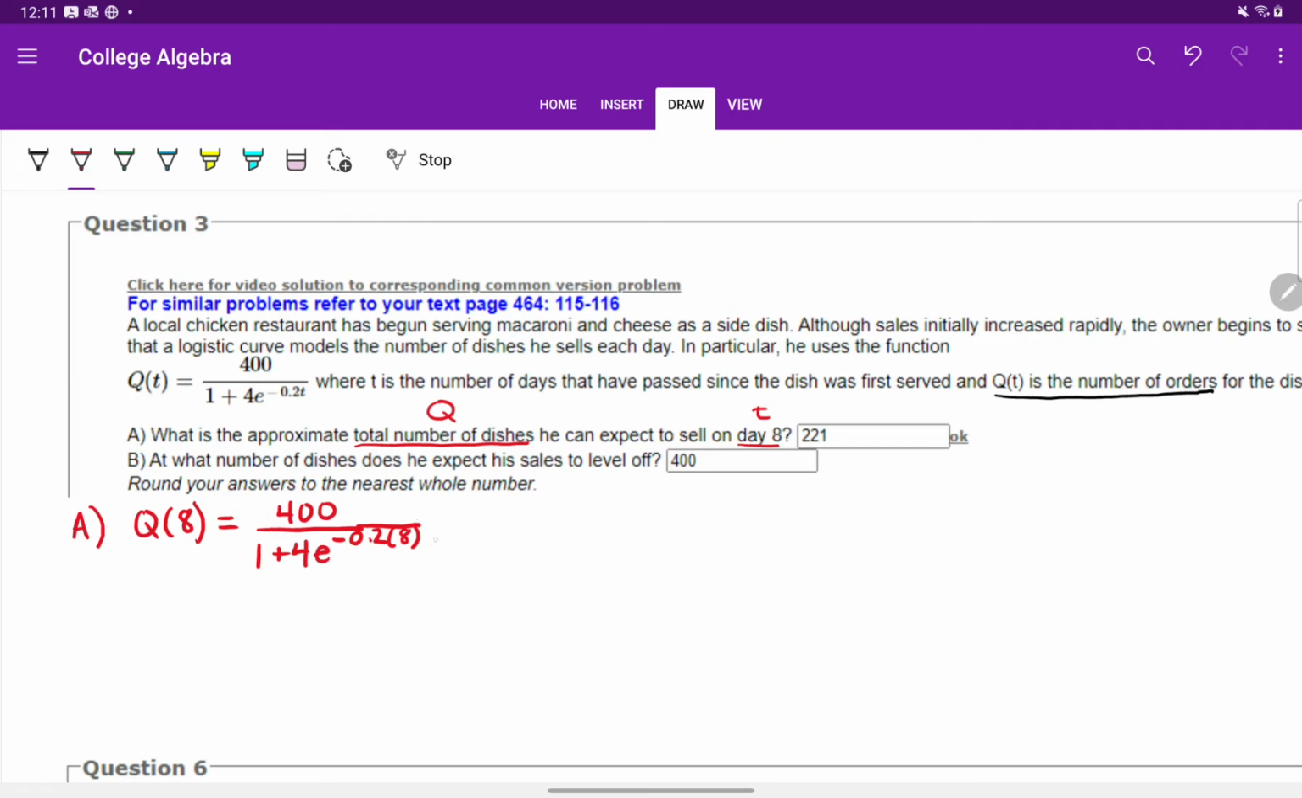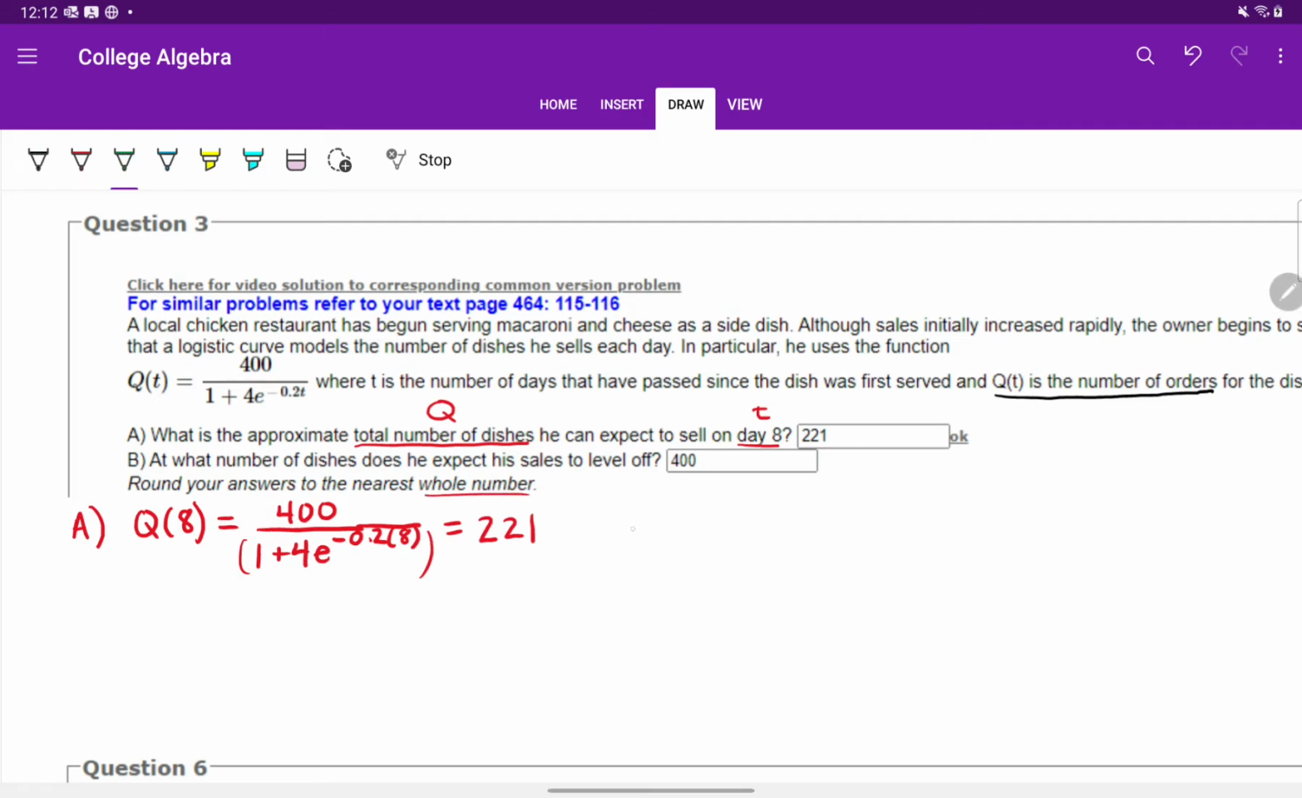And all we do here is plug this into a calculator. Be careful when you do that. Just make sure you've got parentheses in the right places. For instance, you'll need parentheses around your denominator when you plug this into a calculator. And you should come out with a decimal number that's approximately 221. Now, since we're talking about the number of dishes he's going to sell, you'll need to round this to the nearest whole number, even though it doesn't specifically say that. Actually, never mind, it does.